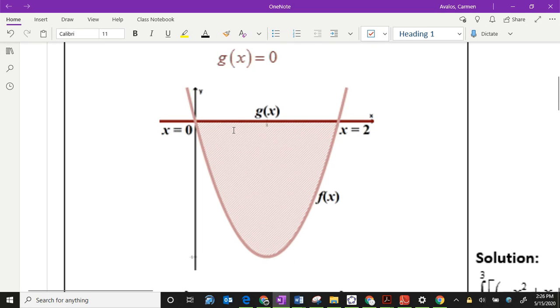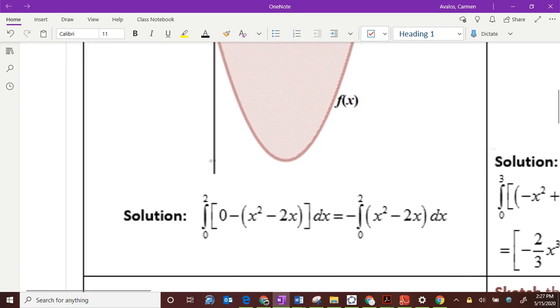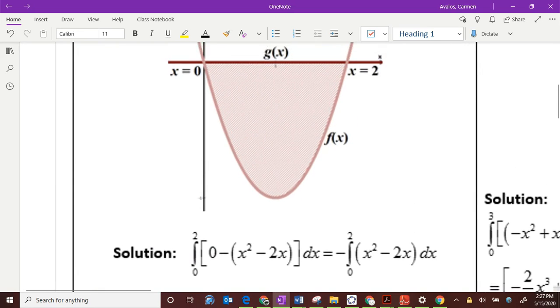We want to find the area between these two curves, which is the brown shaded area right there, and it's going to be between the constant function g of x and the quadratic f of x. It's only going to happen not for the whole time, but just between 0 and 2. So when we set up the integral, it's going to look like from 0 to 2, because that's where we want to go.